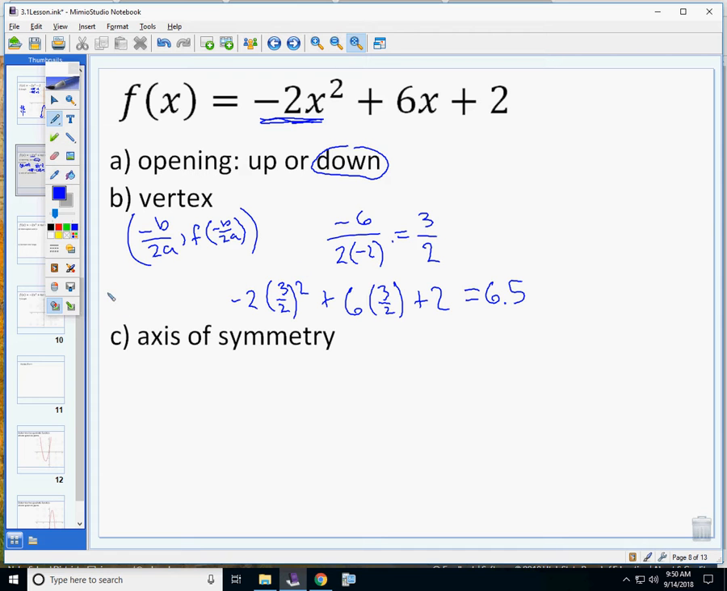So the vertex on this one is 3 halves, or 1.5, comma 6.5. Let me write that in a different spot. Alright, the axis of symmetry, that is the x-coordinate that we just found, which is 1.5. Remember, x equals negative b over 2a.